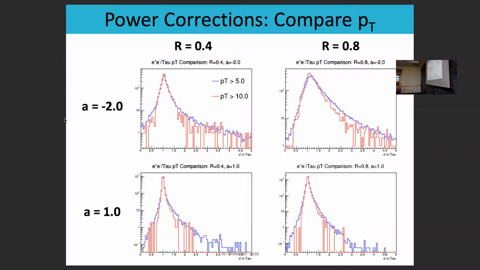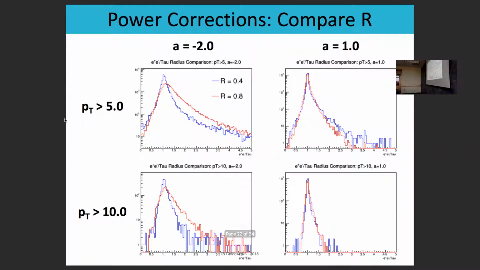We can now look at the PT dependence for just the two limiting cases of A, -2 and 1. These curves have been scaled to have the same normalization, so you can see a little better. You can see the PT has little effect except in this extreme region of large R and very negative A. And here even the difference isn't too great.